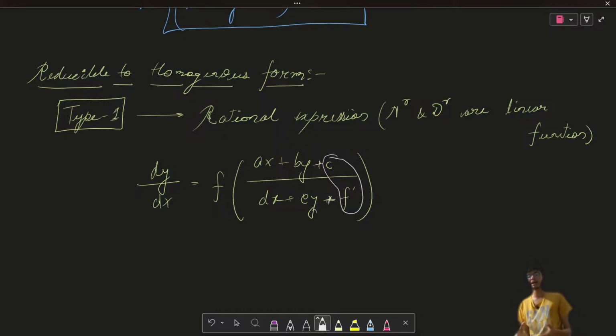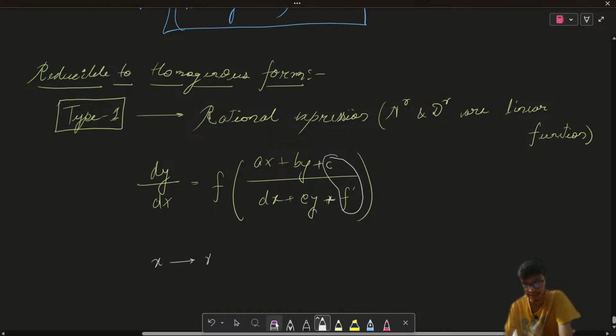Now, what if I try to do some substitution or some transformation such that this constant vanishes? My idea is very clear: I am trying to do some substitution in terms of x and y such that the constant vanishes. How can I do that? It's very easy. Let us say I replace this x with some capital X plus h, and I replace y with some capital Y plus k.